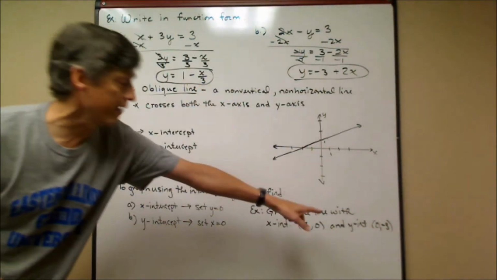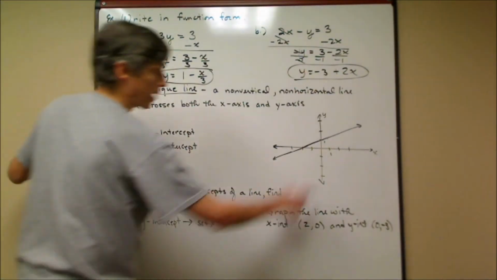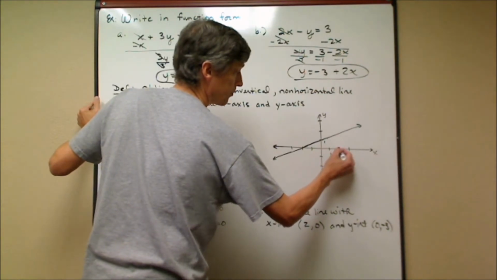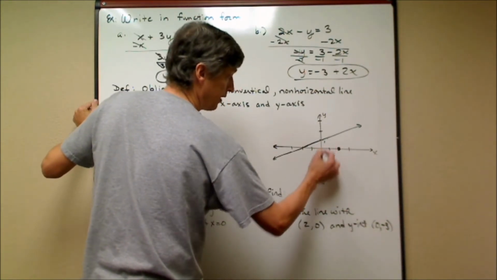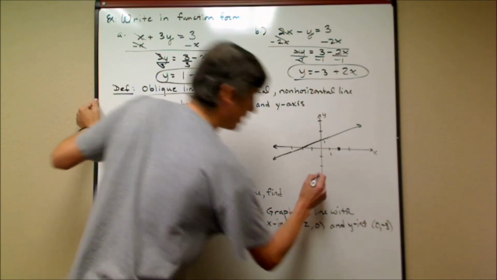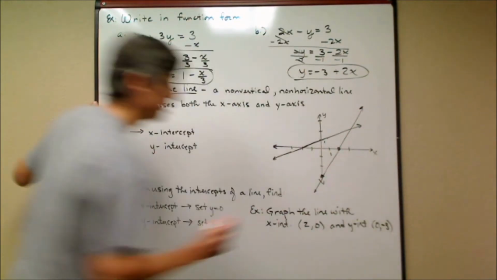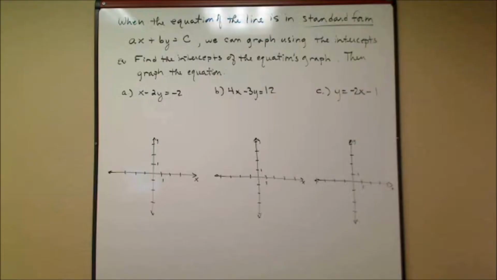So if I was going to graph the line that has those intercepts, I'm going to put it right down here. I'm going to graph 2, 0. That's right here. And I'm going to graph 0, negative 3. That's down here. And as you can see, I have a line that goes up and to the right. It's an oblique line, and it has those intercepts.